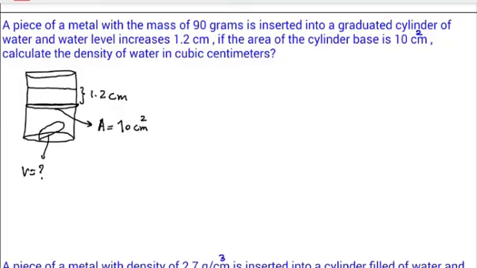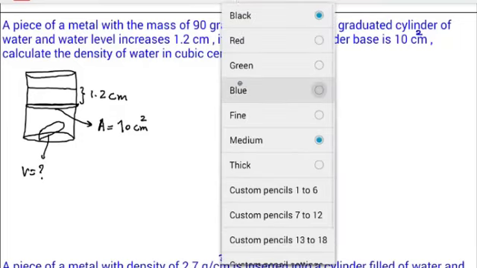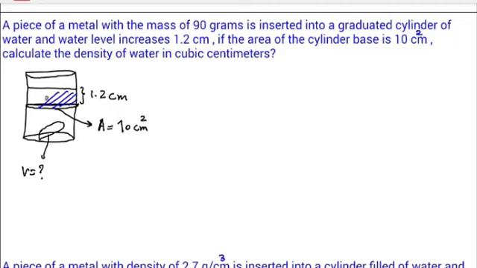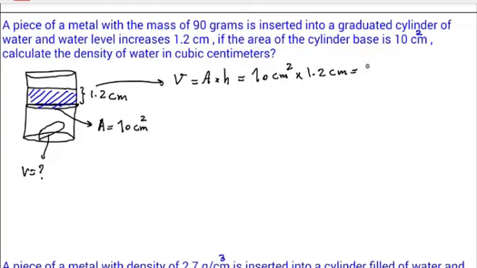If I draw this part with blue, this is the displaced water. The volume of this part is equal to area times H, which is equal to 10 centimeters squared times 1.2 centimeters, which is equal to 12 centimeters cubed. Okay, this is the volume of the displaced water, or the volume of the metallic object inside the graduated cylinder. Both of them are equal.